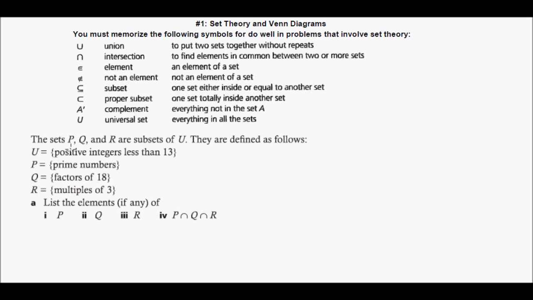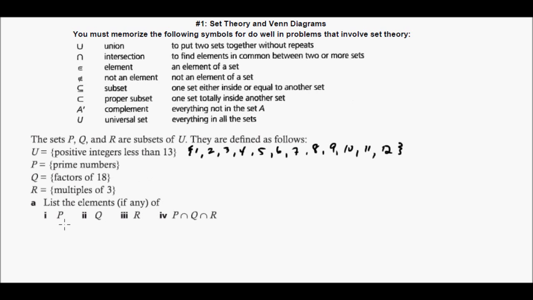So it says the sets P, Q, and R are subsets of U, defined as follows. Okay, so positive integers less than 13 is U. I always like to write that out. So that's just going to be 1, 2, 3, 4, 5, 6, 7, 8, 9, 10, 11, 12. Now, make my bad set brackets like I always do. Okay. Now, the prime numbers. Remember, 1's not a prime number.